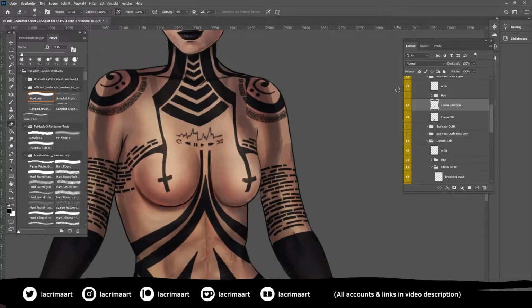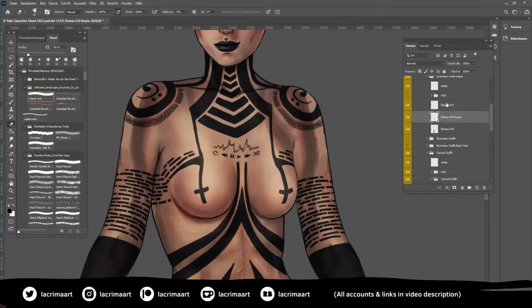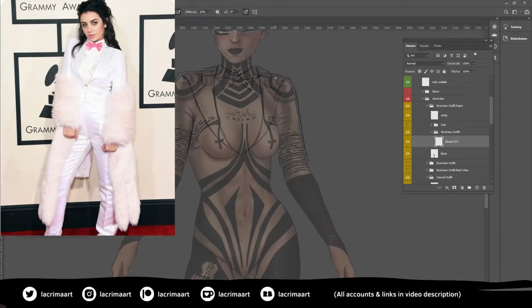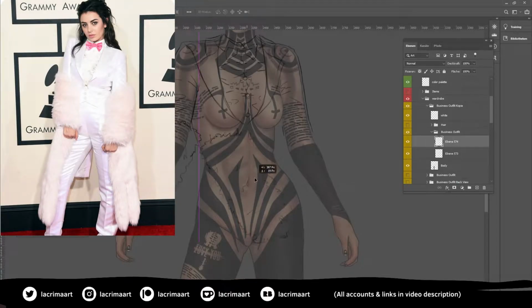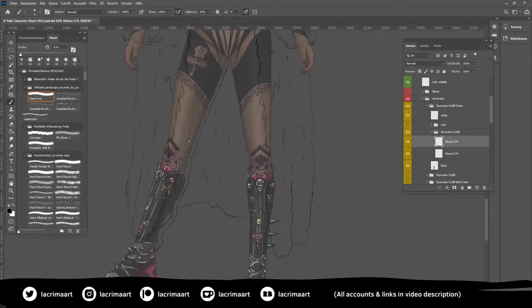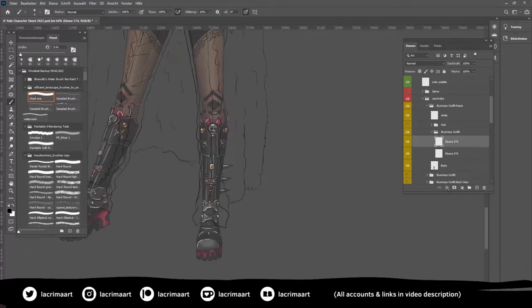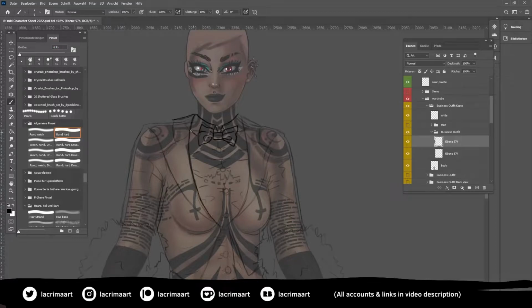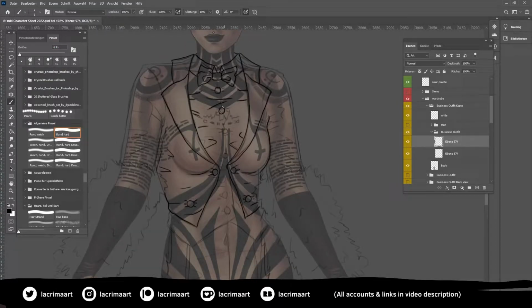For the fashion choice, what you will see in a moment was strongly inspired by a photo of Charli XCX from the Grammy Awards 2015. Maybe some of you know the feeling when you see a photo and immediately think to yourself, oh my god, this is exactly what my character would wear. And yeah, that's exactly how I felt.